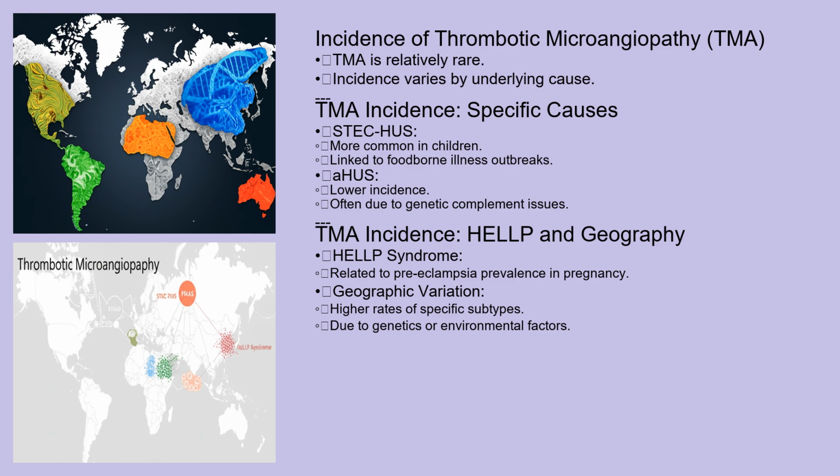While TMA itself is relatively rare, its incidence varies depending on the underlying cause. Shiga toxin-producing E. coli-associated TMA is more common in children, particularly during outbreaks of foodborne illness. Atypical hemolytic uremic syndrome, often caused by genetic complement abnormalities, has a lower incidence. HELLP syndrome related to pregnancy is dependent on the prevalence of preeclampsia. Certain geographical regions may see higher rates of specific TMA subtypes due to differences in genetic predispositions or environmental exposures.